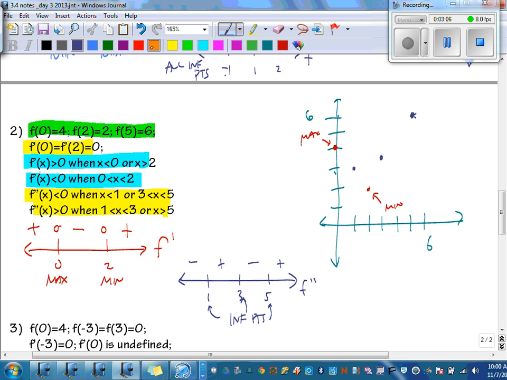And our last part now is to go ahead and connect the dots using the concavity. Starting off, it's going to be concave down until we get to 1. So until we get to that point, the graph is concave down. It's going through a maximum, so it's going to be like a full U with that vertex going through the max. Then we're going from 1 to 3. It's going to be concave up. It's going to be opening up from here to the next inflection point. It goes through a minimum, so we're going to have a U.